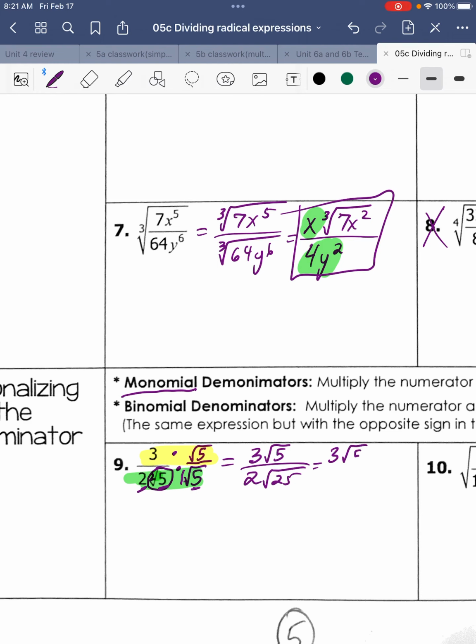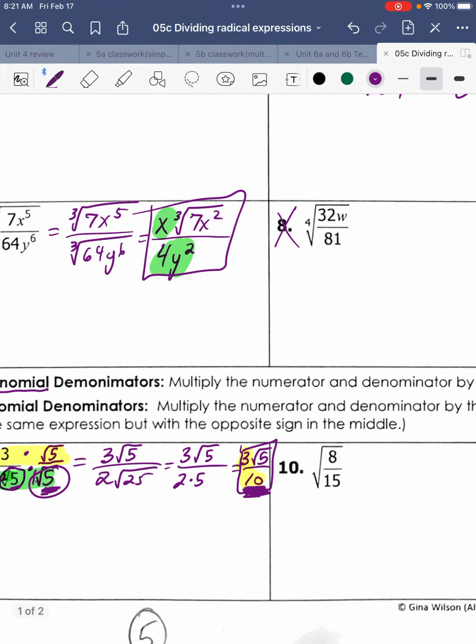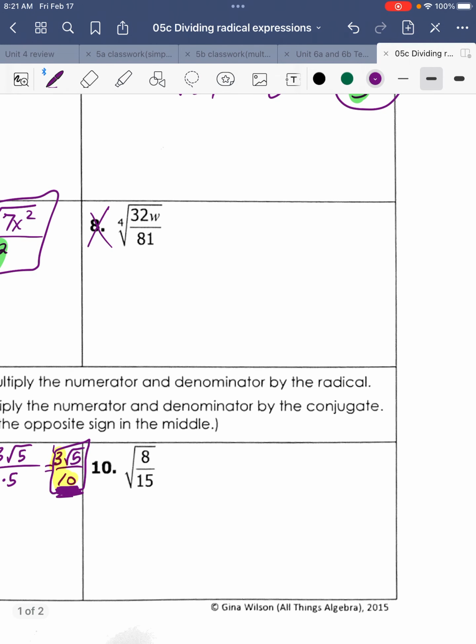After you multiply, you always simplify. We cannot simplify the square root of 5, so we keep that. In the denominator, the square root of 25 is 5. So we have 3 square root of 5 in the numerator over 2 times 5, which is 10. The last part is looking at 3/10. Can we reduce that as a fraction? No, we cannot. That is our final answer. Now we have a rational number in the denominator, and square root of 5 is irrational. If you put that in the calculator, it would never stop, never repeat.